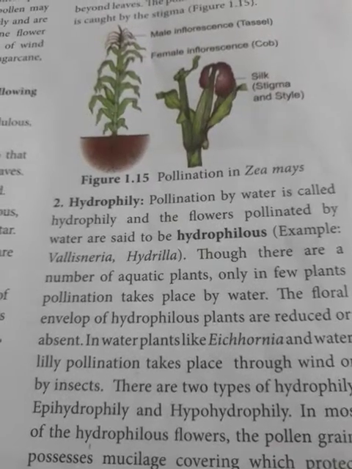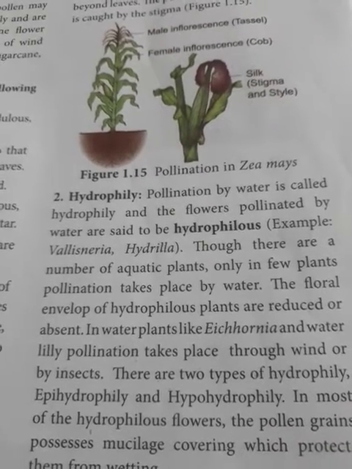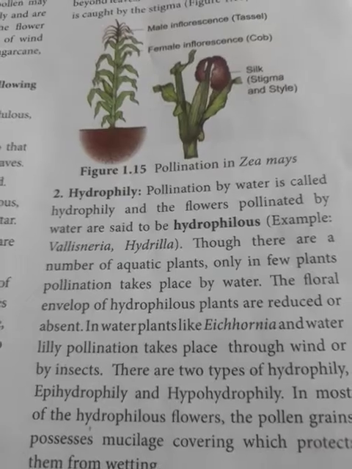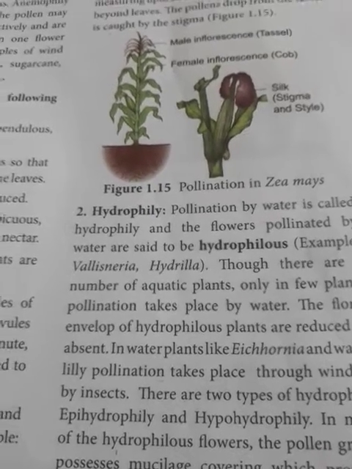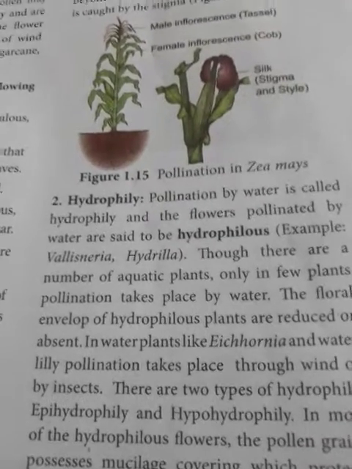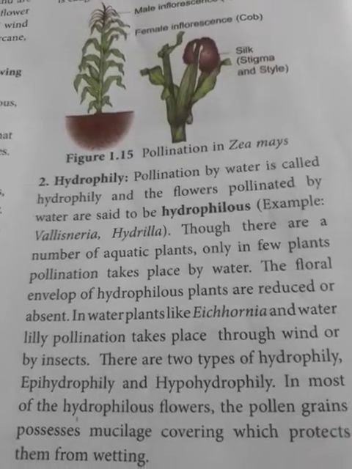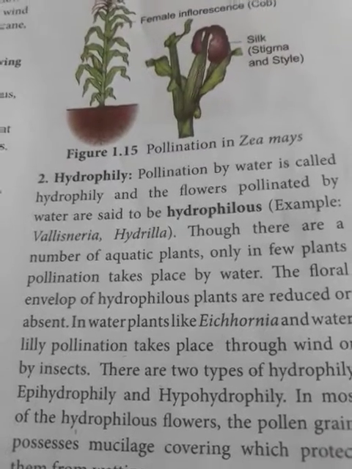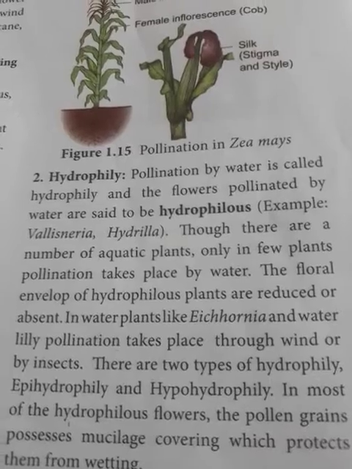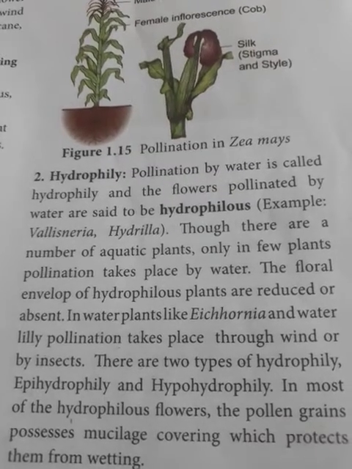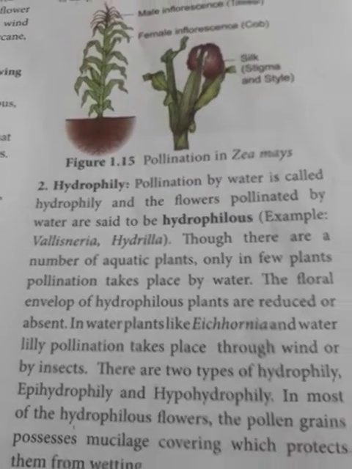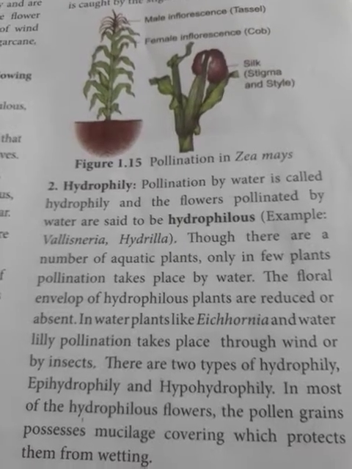The floral envelope of hydrophilous flowers is reduced or absent. Floral envelope means calyx and corolla; all these are absent in hydrophilous plants. In water plants such as Eichhornia and water lily, pollination takes place through wind or by insects.